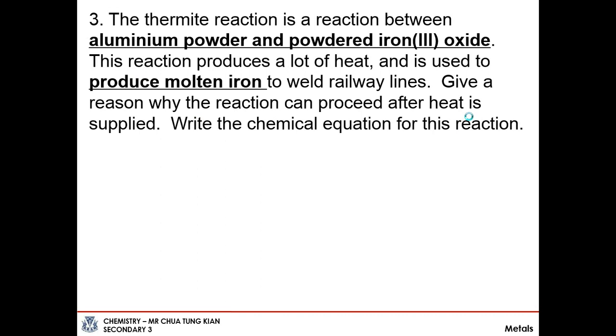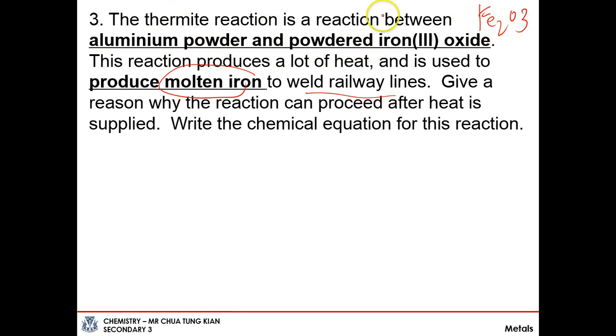Part 3, thermite reaction. So the thermite reaction is a very common reaction used to produce molten iron to weld railway lines. So during this reaction, a large amount of heat is released, and there's actually no need to melt the iron to weld the railway lines because the iron that is produced in the thermite reaction is molten iron. So it involves the reaction between aluminium powder and powdered iron 3 oxide, Fe2O3.